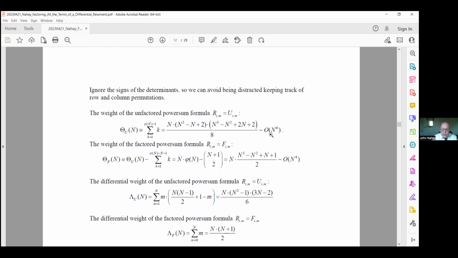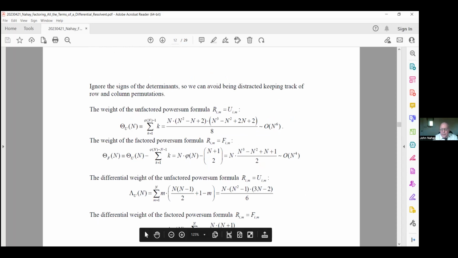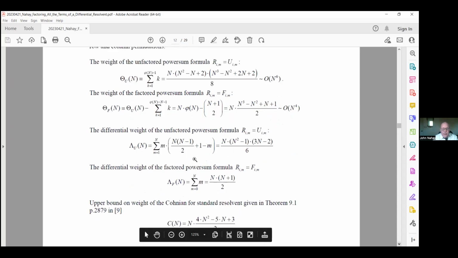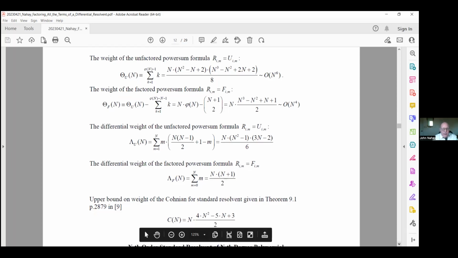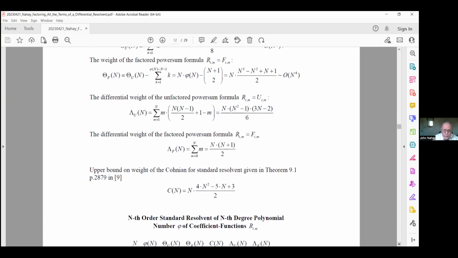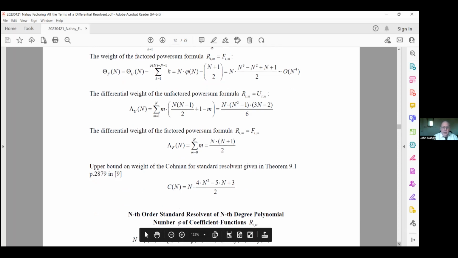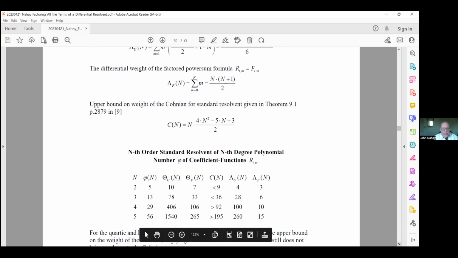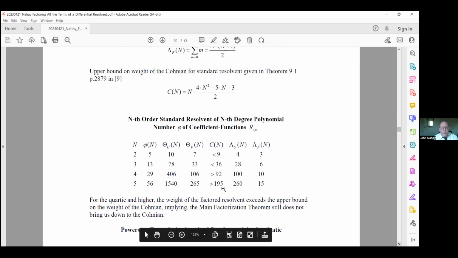And after factorization, it's of order n to the 4. And the differential weight of the unfactored power sum formula is quartic in n, but after factorization by this theorem, it drops down to quadratic in n. And another theorem that I've known since, again, 2000 is there's this upper bound on the conian for the standard, for the weight of the conian for a standard resolvent. And here I do for the quadratic up to a quintic.